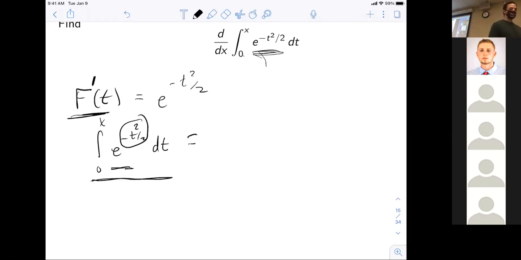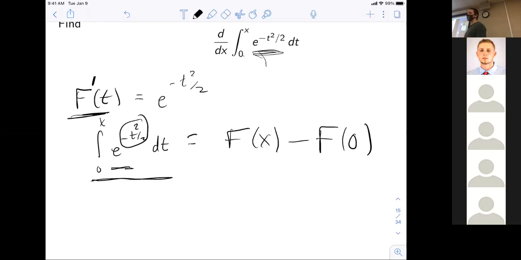What does the first fundamental theorem tell us? Would it be big F of x minus big F of a, or 0 in this case? Good. Yeah, the first fundamental theorem tells us to find any antiderivative of the thing on the inside, then the integral is that antiderivative evaluated at the endpoints and take a difference, right?